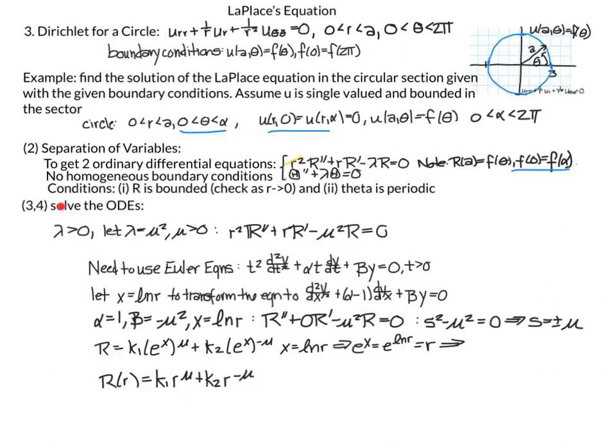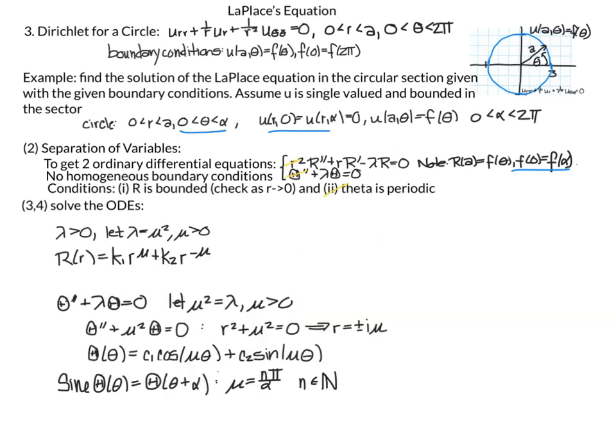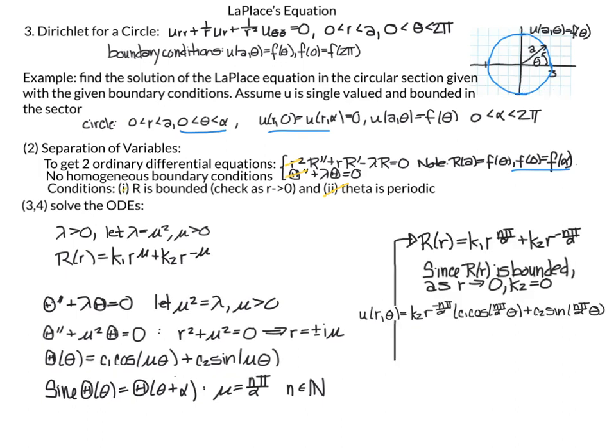And then last we look at lambda greater than 0. Again, same equation here. Our theta is going to look the same too, and we're going to use the fact that theta is periodic, but now the period is equal to alpha. So that means our mu has to equal n pi over alpha. So we have something that looks a little bit different, and our r now is equal to k1 r to the n pi over alpha plus k2 r to the minus n pi over alpha, right? Because the mu here is the same.